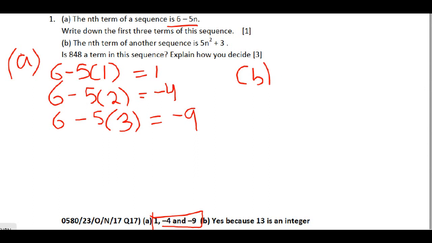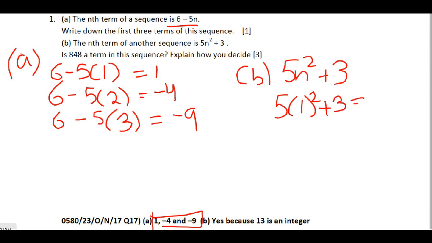Alright, part B, the nth term of another sequence is 5n square plus 3. Now if we had to find the first term of this sequence, the sequence is 5n square plus 3. If the question was find the first term of the sequence, we would have done 5 times 1 square plus 3, the answer would be 8. If we were supposed to find the second term of the sequence, we would do 5 times 2 square plus 3, which would have been 5 times 4, 20, and then 23 would be the answer.